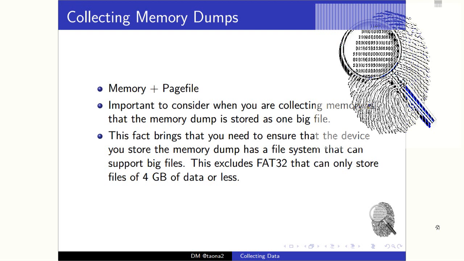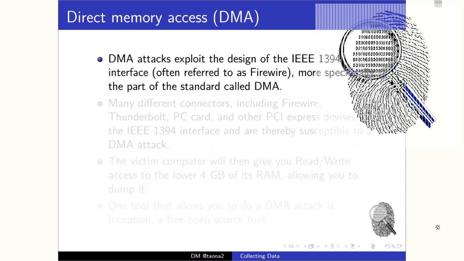And also another important thing to appreciate is that whenever you're doing it, sometimes there can be a limit to how much memory you can actually dump, and that sometimes depends on the file system that your system is using. For instance, your FAT32 file system can only store files of 4 gig of data. That is one huge file, 4 gig of data or less. So you cannot then dump memory that is bigger than that. So you need to know the characteristics. You need to know how to do it. You need to know what your limitations are when you are trying to do a memory dump.